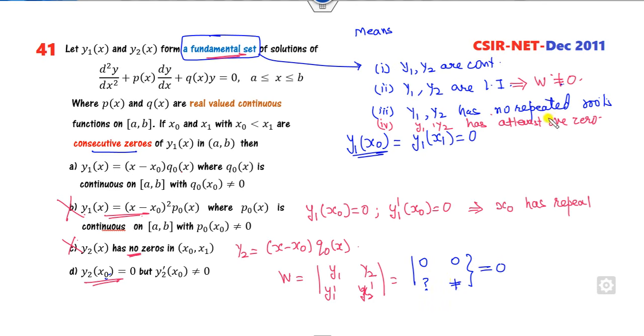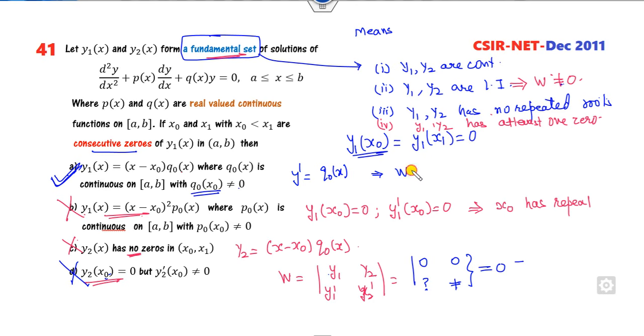But we need a Wronskian that is non-zero. So it means this property cannot hold. So this is not the right answer. How can you verify that? Again, we can check the Wronskian. What is the derivative of this? The derivative is Q0 of x, and Q0 of x naught is non-zero.